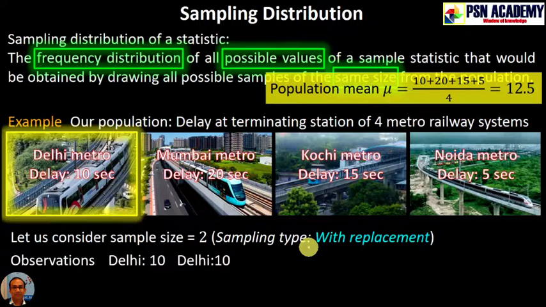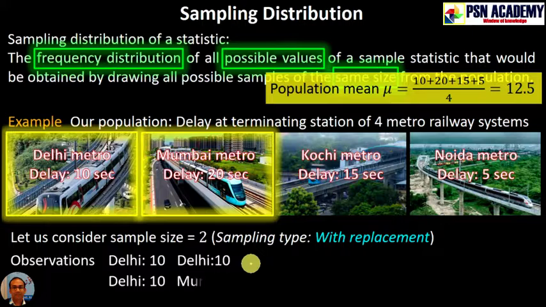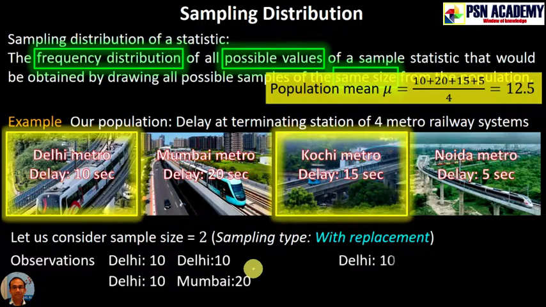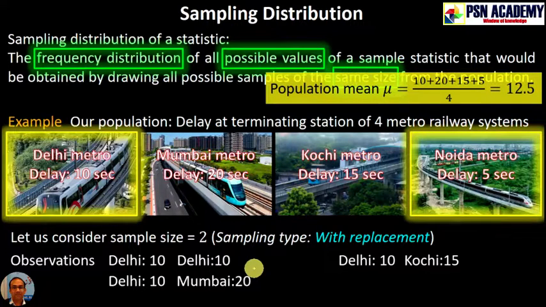And suppose we get the second sampling unit as the same Delhi Metro. So we write Delhi 10 again. Okay? So this is one sample we may have. We may have Delhi Metro as the first sampling unit. We write Delhi 10. And the second sampling unit may be Mumbai Metro. In that case, we write Mumbai 20 here. So this may be our second sample. We may have first sampling unit as Delhi Metro and the second sampling unit as Kochi Metro. Then we write Delhi 10, Kochi 15. Similarly, we may have Delhi Metro and Noida, so we write Delhi 10 and Noida 5.